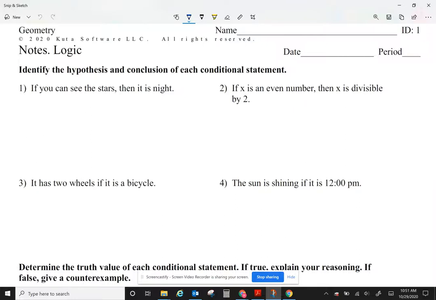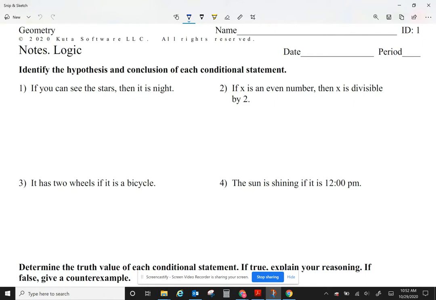For this week, we're going to be starting with conditional statements. Now, a conditional statement is when you're given a condition. Once again, you're given a condition in order for a conclusion to happen. So you're given a condition, and then if that condition happens, then you have a conclusion. That condition, we're going to be calling the hypothesis. And then the result of the condition will be the conclusion.